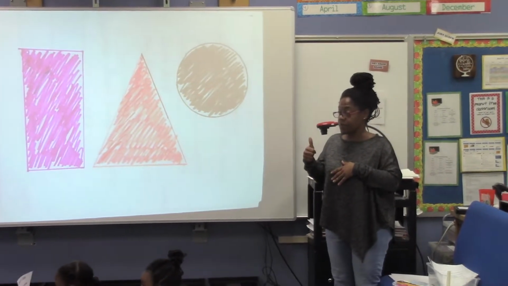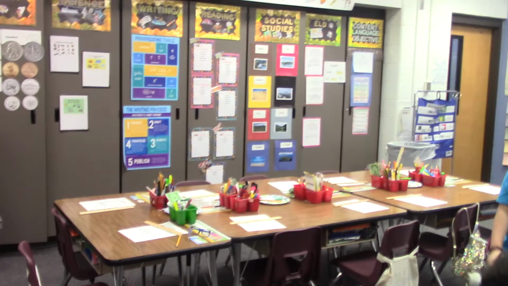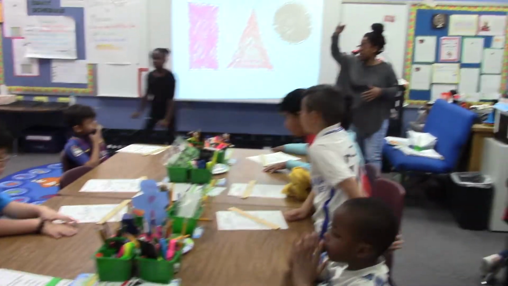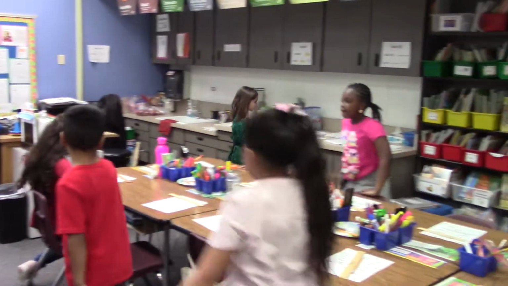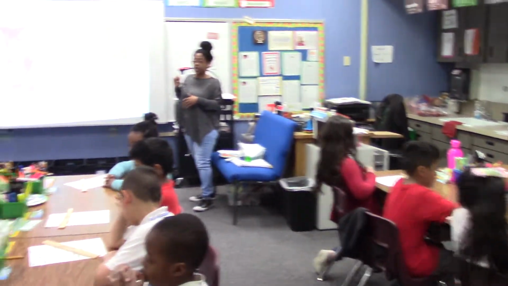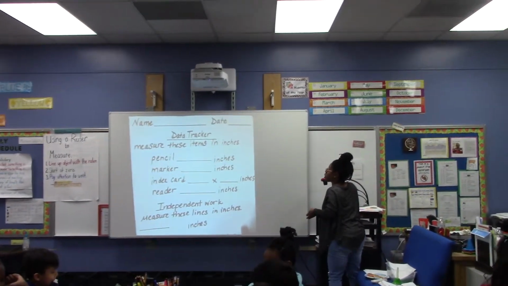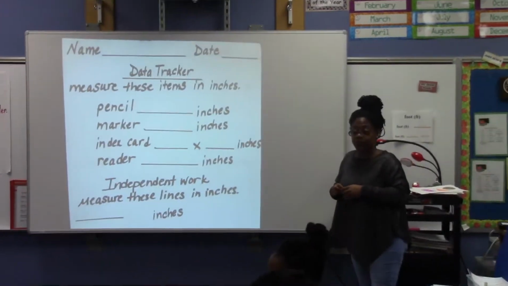Thumbs up if you understand. Voices are at a level 0. Go. Great job, Diavion, sitting right down at a level 0. Osiah sitting down at a level 0. Yes, Alyssa sitting down at a level 0. Great job. Good job, class. Following instructions. Ladies and gentlemen, in front of you, you all have a data tracker. Place your name on the data tracker right now. Pencils down when you're done.